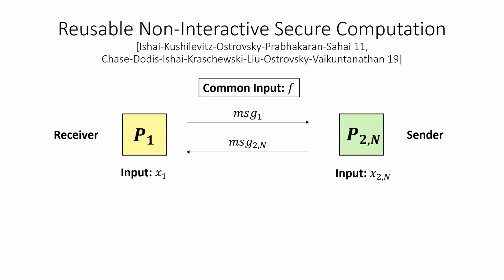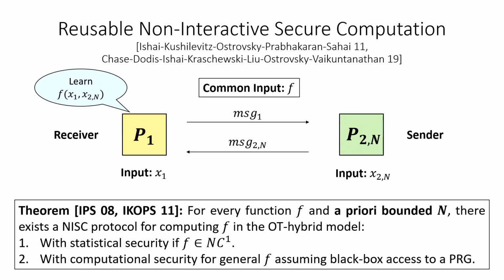And this will repeat for, let's say, n parties. And the receiver learns the outputs of the function f applied on its fixed input in each of these sender inputs. And in this setting, the works of Ishai et al. can actually be modified so that it can be secure with n reuses, where n is actually a priori bounded, meaning that you actually have to know n beforehand.